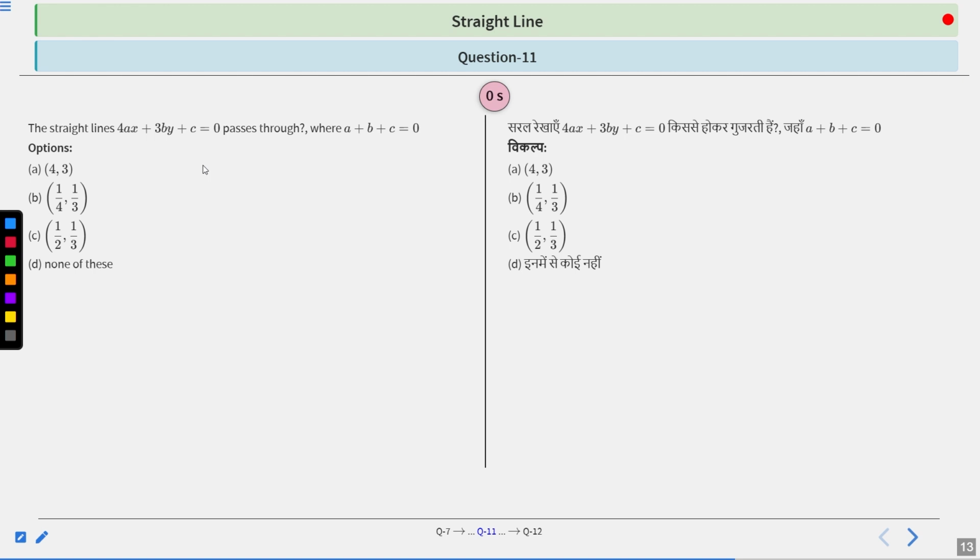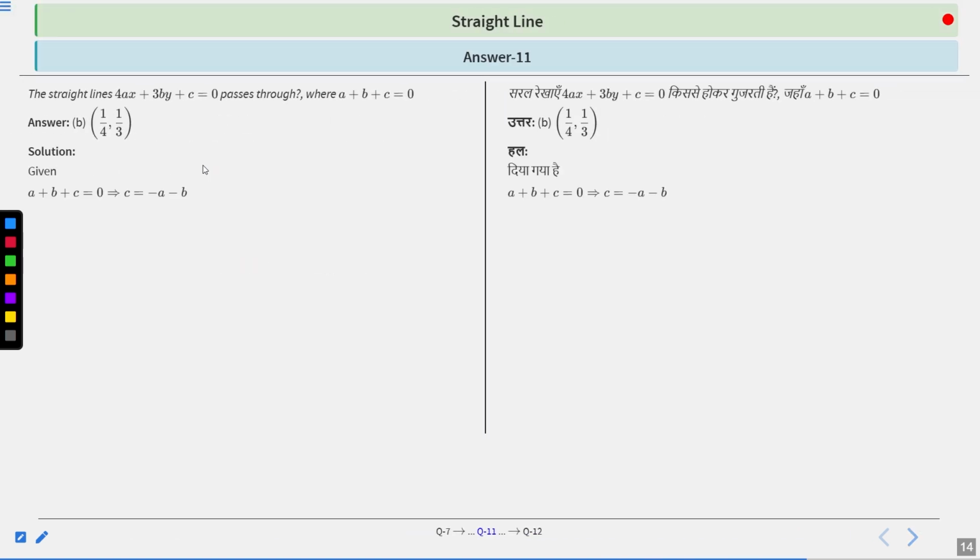Okay, let's move to the solution part. It is given that a plus b plus c is equal to 0, therefore c is equal to negative a negative b. Now we have the given equation 4ax plus 3by plus c equal to 0. So we can put the value of c in the given equation. So we will get 4ax plus 3by minus a minus b equal to 0. Therefore we will get a times (4x minus 1) plus b times (3y minus 1) equal to 0.